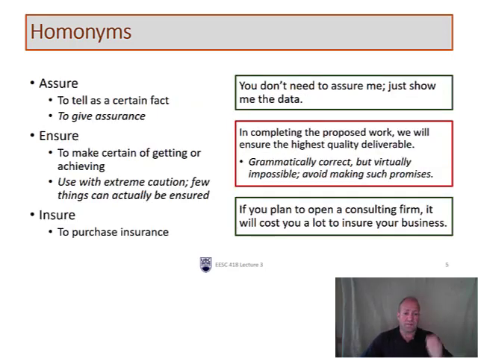Here's a set of 3 words that sound fairly similar: assure, ensure, and insure. These are often used incorrectly, particularly in proposals, where we are trying to convince somebody that we are going to do a good job for them, whether it's a grant proposal or a job proposal or any other type of proposal. We want to give them some assurance that we're going to do a good job. We might tell them that we can ensure something will happen.